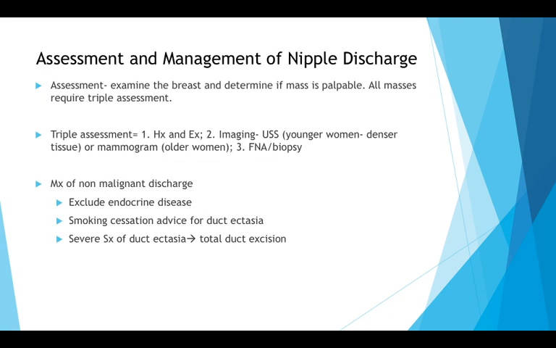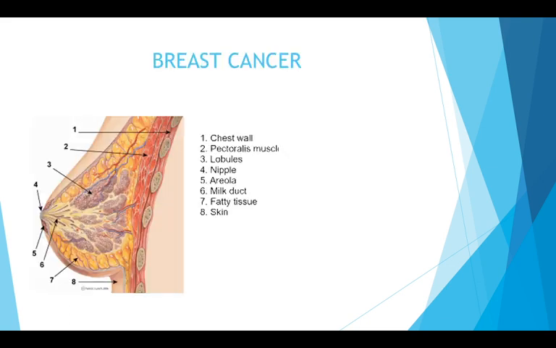So how you'd assess someone? So you do a triple assessment, essentially. So you take a history and examination, you do imaging of some sorts. Ultrasound tends to be preferred in younger women because they have denser breast tissue. Mammogram in older women, and then do a biopsy. And then you'd manage them depending on what you find, using the triple assessment for that.